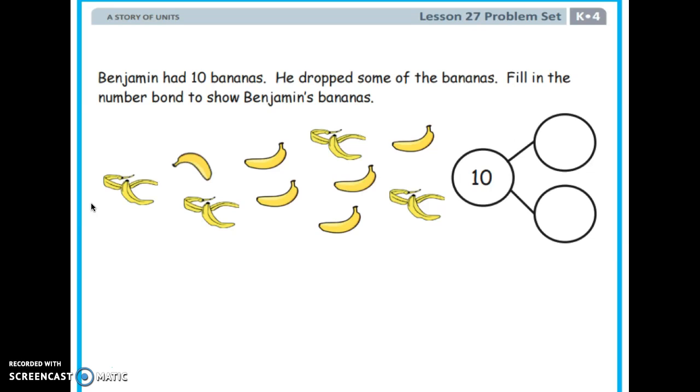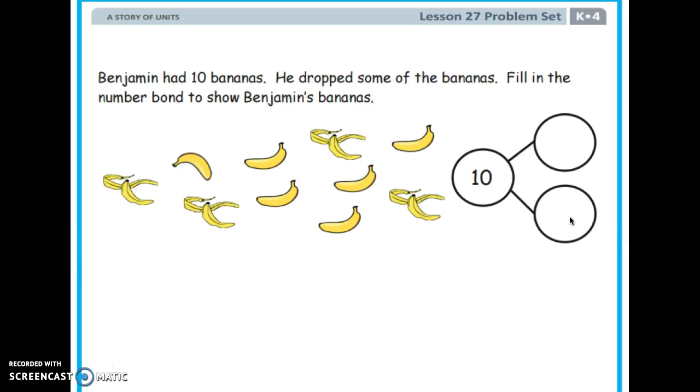Alright, here we go. I'm going to be reading you some story problems today. This first one says, Benjamin had 10 bananas. He dropped some of the bananas. Fill in the number bond to show Benjamin's bananas. So you're going to need to decide how many did Benjamin drop and how many did he have in his hands still. And then you're going to be filling in that number bond over here.